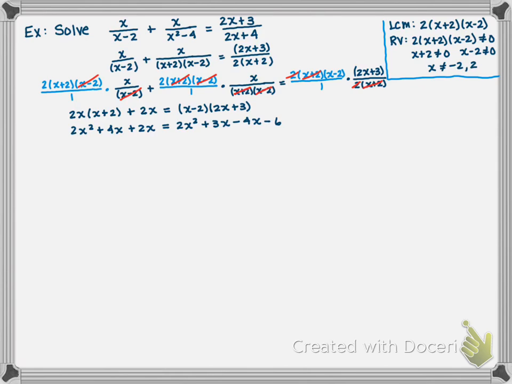But if I think about getting a 0 on one side, the first thing I would do is subtract 2x squared from both sides. And then I see that they both just go away. So really, this is like a linear equation in disguise. Because subtracting 2x squared from the left gives me just 4x plus 2x. And from the right just gives me 3x minus 4x minus 6. So I no longer have that x squared. So now I'm just going to combine like terms.